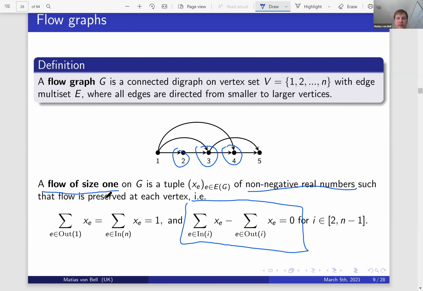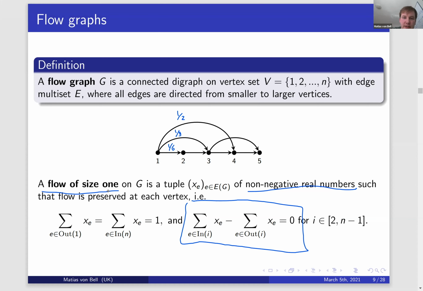And then also, in addition, this is a flow of size 1, so the inflow at the source of this graph in the beginning has to be 1. And then the outflow at the sink has to be 1 as well. So let's do a little example here. If I give these flows 1/2, 1/3, 1/6, that should add up to 1.